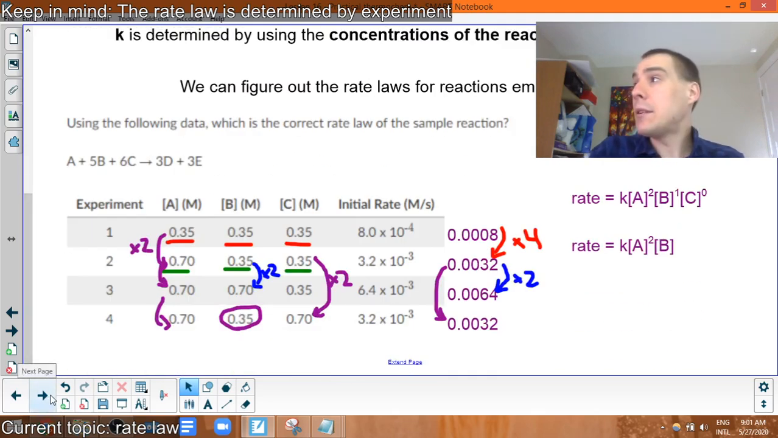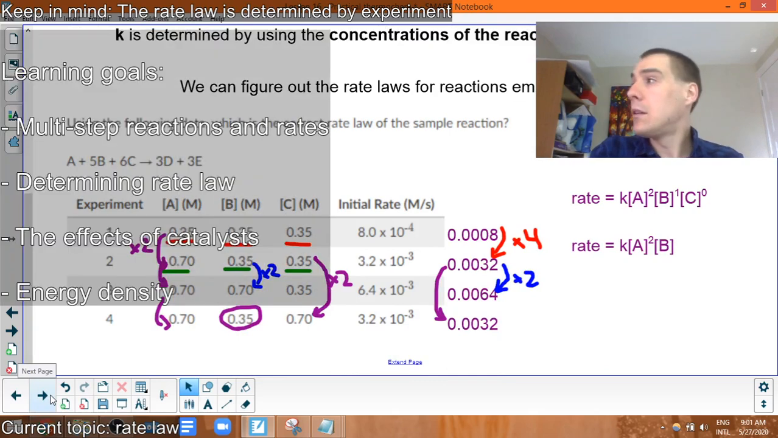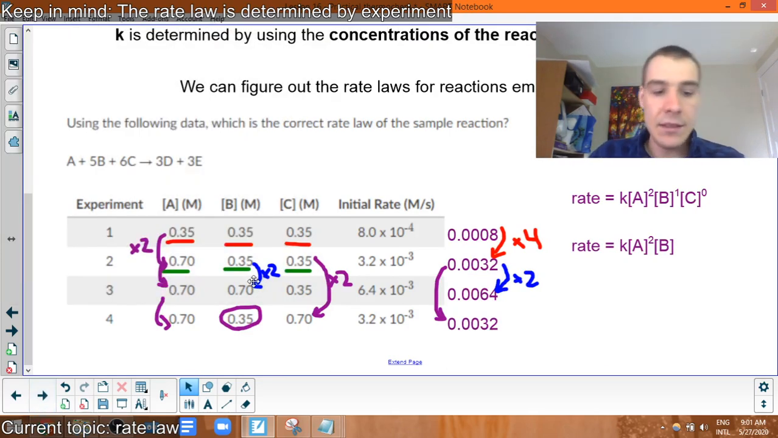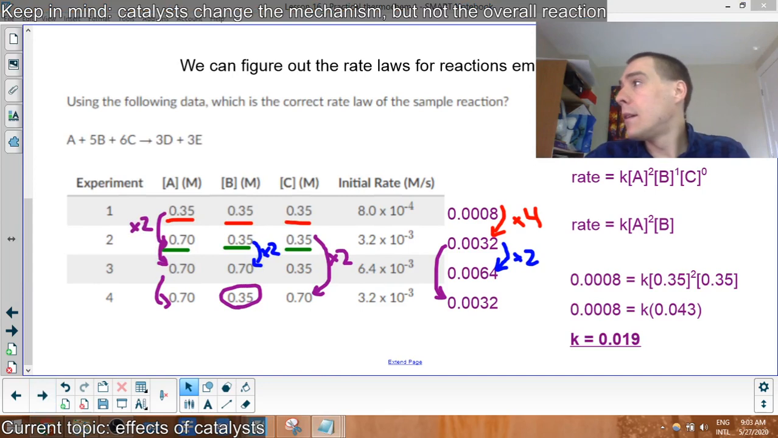Next up in our thing is catalysts. So I'm going to pause and get the catalyst thing going. Before I jump into catalysts, I went ahead and calculated it.